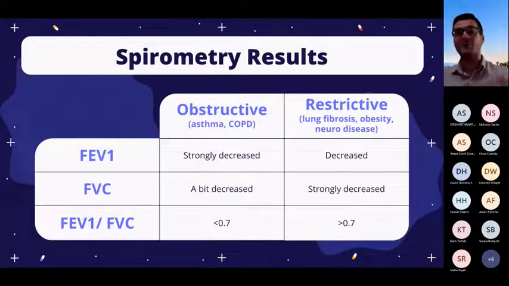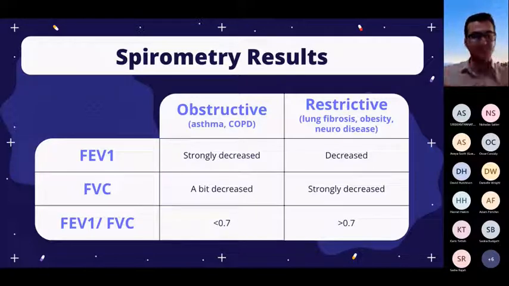And it's also things like obesity, where they can't expand their lungs fully because you've got fat in the way that's stopping them using their full lung volume. And neurological diseases as well, where the problem is in the nerves, and that's what means that they can't breathe fully.